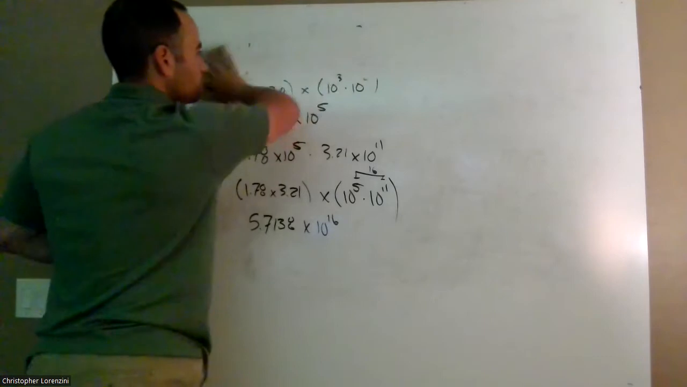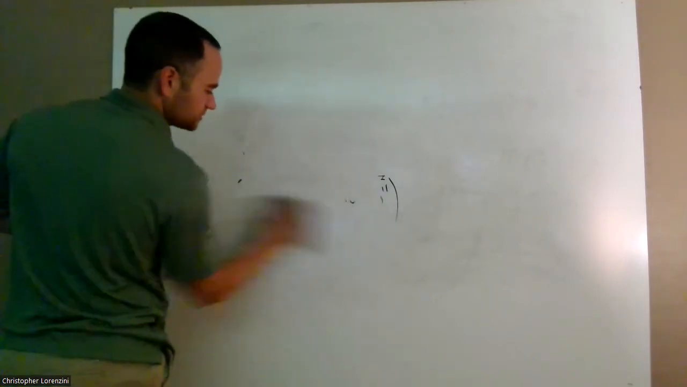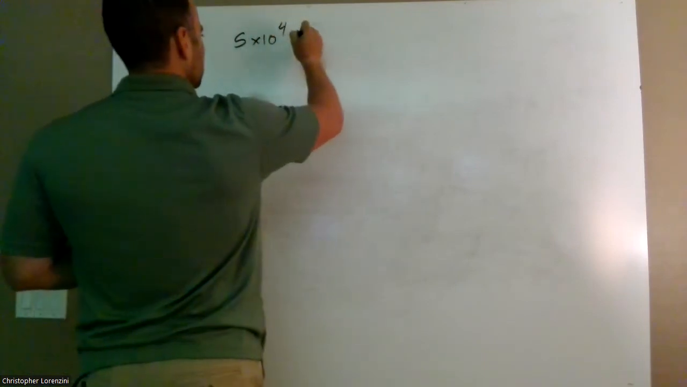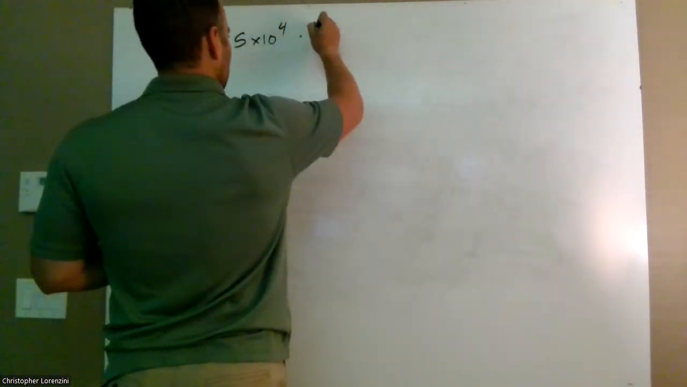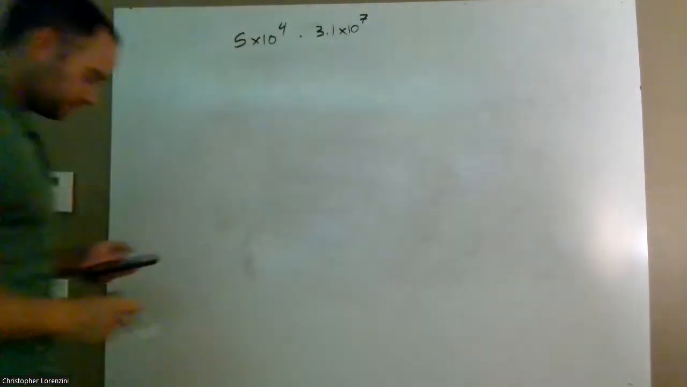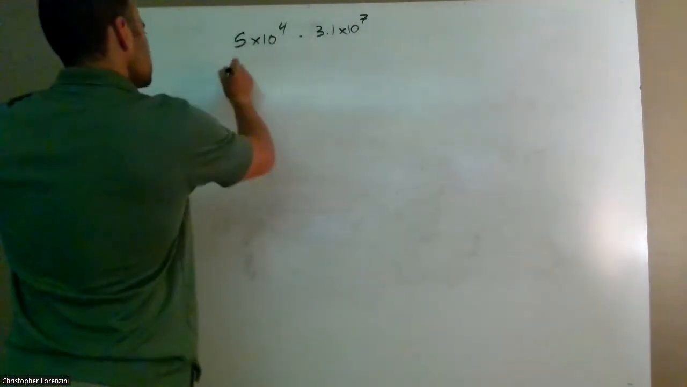Now, let me give you one little caveat to that rule, something we might have to think about if we see it happen. So let's take 5 times 10 to the 4th, and let's multiply that by 3.1 times 10 to the 7th. So now we're going to follow that same process.